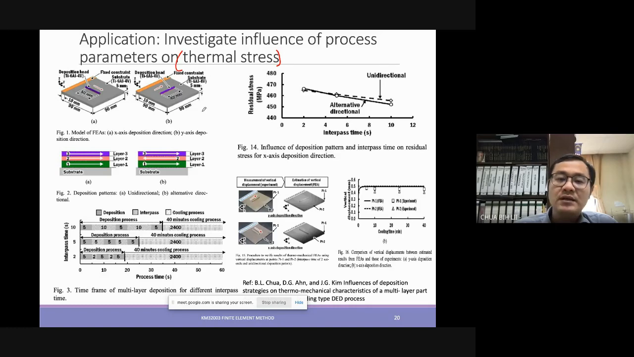By doing that, we can estimate the displacement and so on, and how this process parameter, which involves the idle time in between the process, affects the result. Every single bead itself may take 5 seconds, and if we put a 2 second gap before we deposit the second one, third one, and so on, how would it affect the thermal stress? So again, this is one application of finite element, in order to study how changing the process parameter will affect the result of the product.